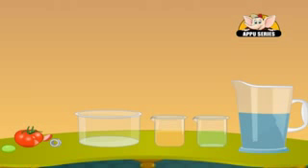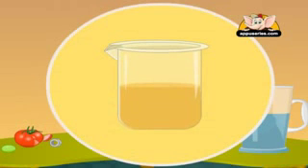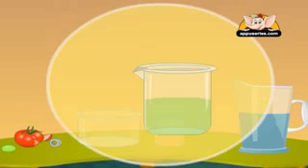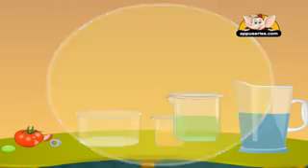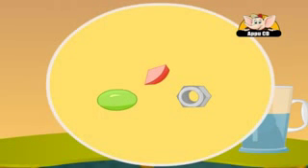You will need colored water, sugar syrup, vegetable oil, a large container, a selection of objects to float. We will use a nut, a grape, and a slice of tomato.